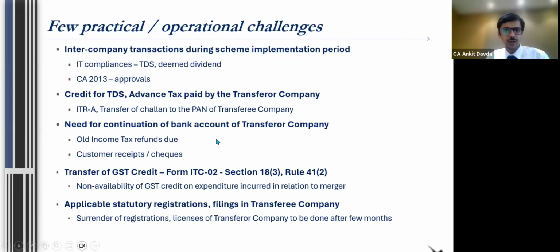Next is the need for continuation of the bank account of the transferor company. While legally the transferor company ceases to exist, operationally you can continue to retain that bank account for a reasonable period, say 3, 6, or 9 months, and whatever transactions are done in that account would be deemed to be done effectively for the transferee company. For example, there may be some old income tax refunds due. In the CPC system, the refund automatically goes to the bank account mentioned in the ITR. If you close the bank account of the transferor company, there are practical challenges that you may not get the refund, and you will have to take additional actions.